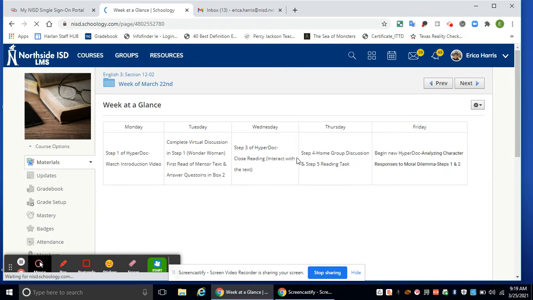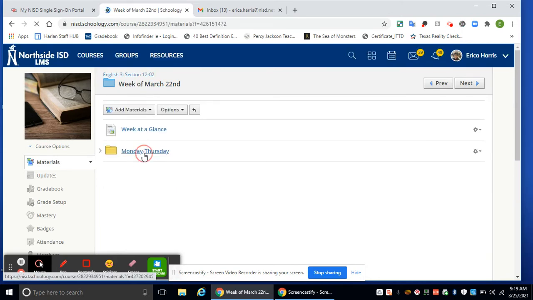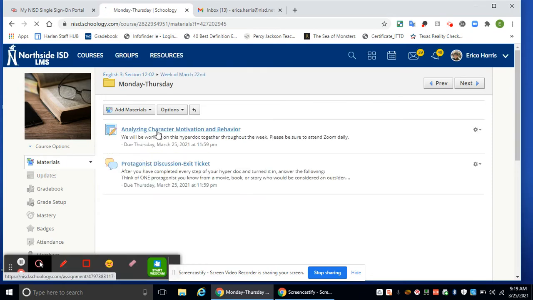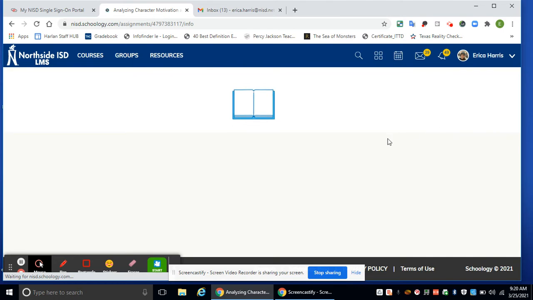So the first HyperDoc, the one that's posted, says Monday through Thursday. Here are the steps that you should be doing. If you access your HyperDoc, it goes all the way through Thursday. Just make sure that you're following the pacing guide of it.